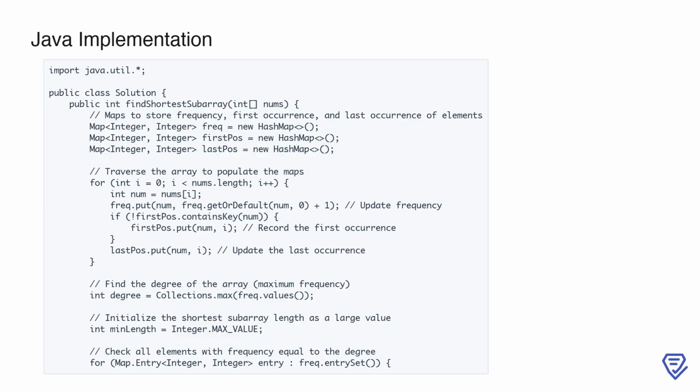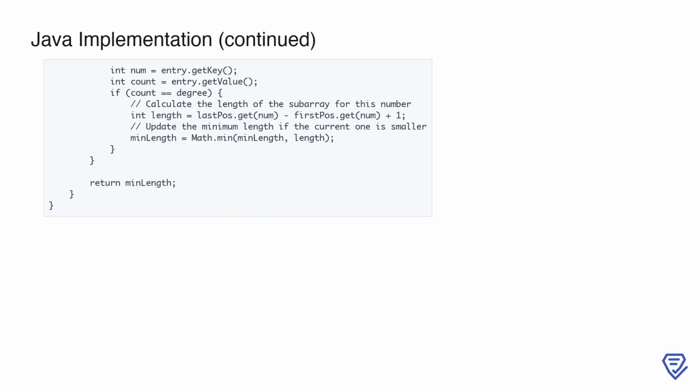matches this degree. Now, we iterate over the entries in the frequency map to identify the elements with a frequency equal to the array's degree. For each of these elements, we calculate the length of the subarray that spans from its first occurrence to its last occurrence. This is done by subtracting the index of the first occurrence from the index of the last occurrence and adding 1. If this calculated length is smaller than the current min length, we update min length to reflect the shorter subarray. Finally, once we've checked all elements, we return min length, which represents the length of the shortest subarray with the same degree as the entire input array.